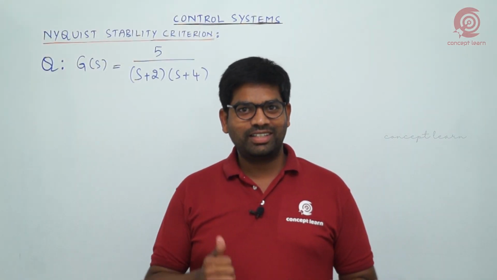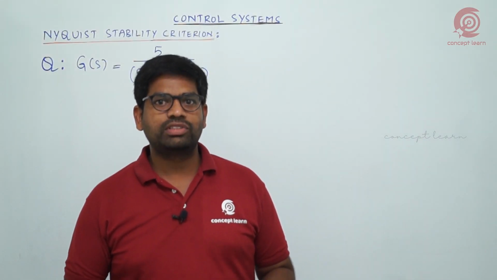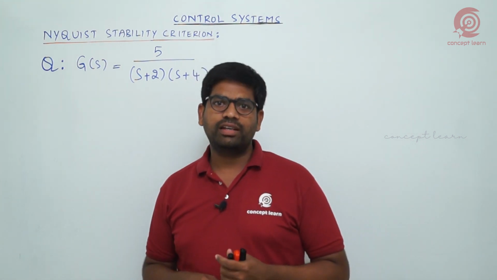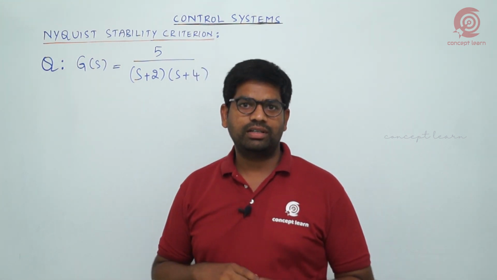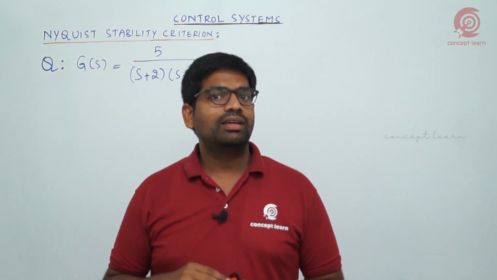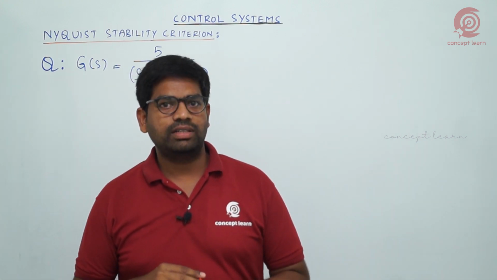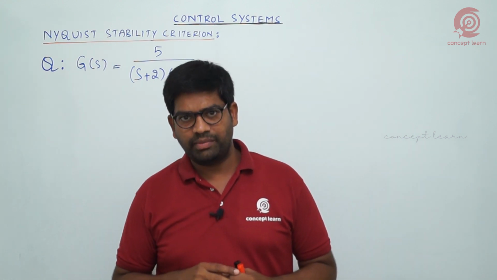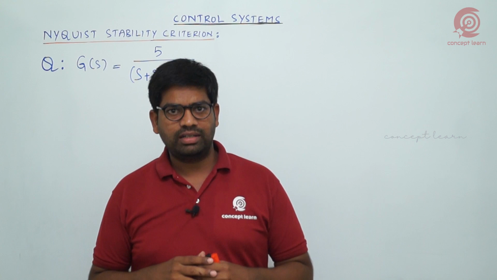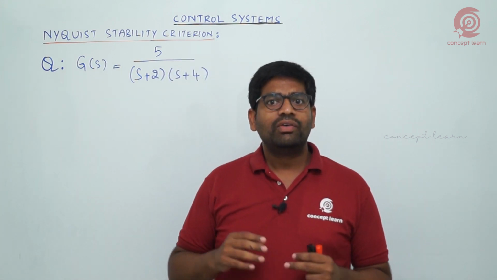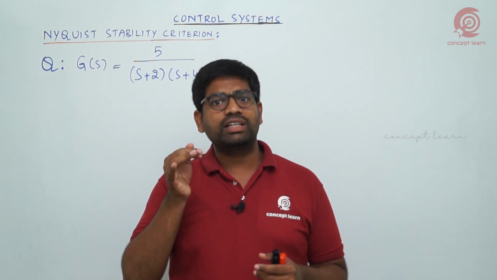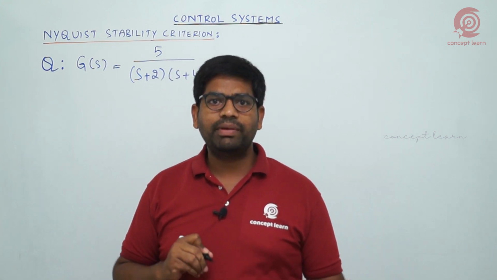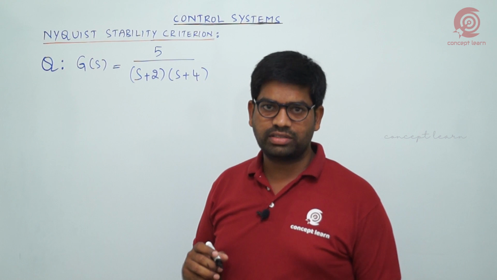Hello friends, here we'll see some examples on Nyquist stability criteria. Nyquist stability criteria mainly gives the closed loop system stability from the open loop transfer function, and it is mainly working based on the concept of encirclement. But how are we getting those encirclements? We are going for encirclement of the critical point -1 + j0, which is completely based on the characteristic equation.